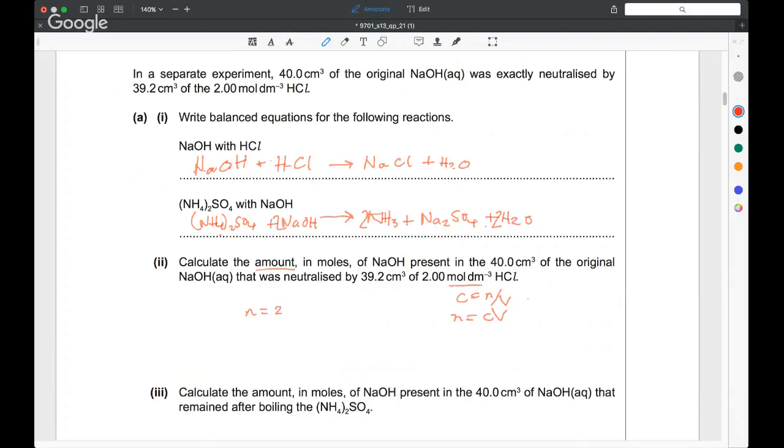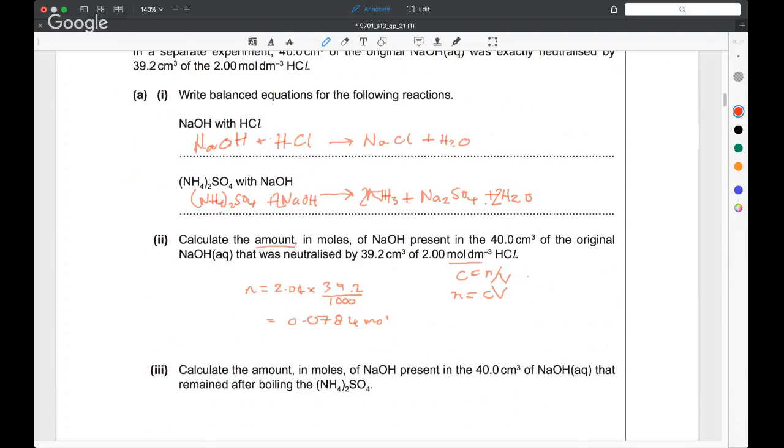Concentration was 2 moles per decimeter cubed, isn't it? And the volume was 39.2. Now that's in centimeters cubed. We've got to convert that to decimeters cubed. You divide by 1,000, multiply that up all together, and you end up with 0.0784 moles. Easy calculation to start you off.